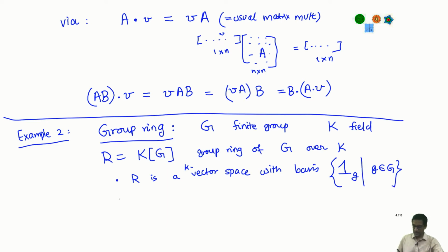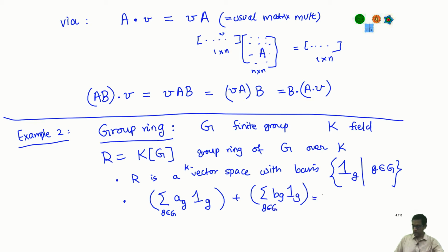Of course, in some sense I've only told you how to do addition now. So what is the addition here? What's a typical element? Firstly, a typical element of R looks like the summation of a_G 1_G, a linear combination of the basis, where G is in G. And to this, if you add another element, the sum of b_G 1_G, G in G, because these form a basis, I can just add them like this, summing (a_G + b_G) 1_G, G in G.